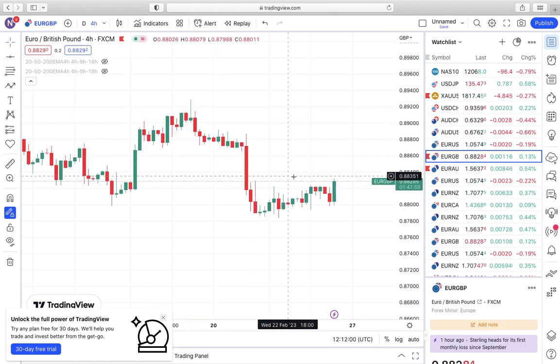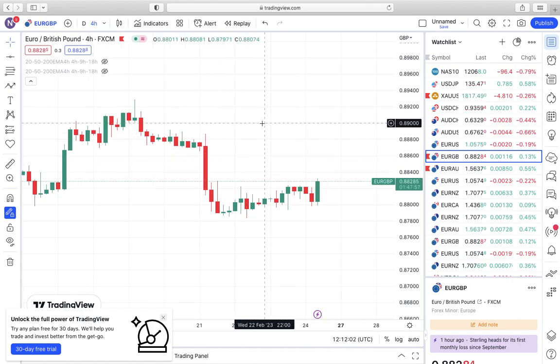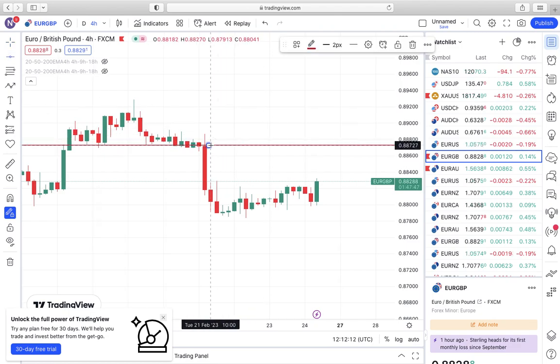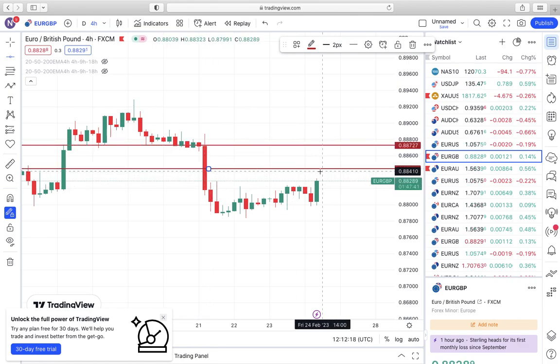Now let me take this scenario. Let me take a buy stop. The price is at this place, and you predict when the price reaches here, it will continue buying, which means you set your buy stop here, or you can even set your buy stop here. It must be above the current market price.